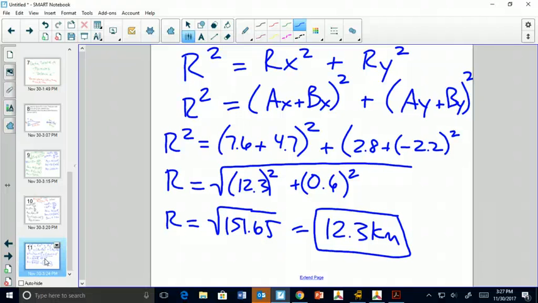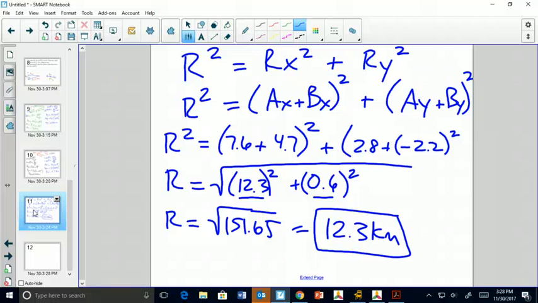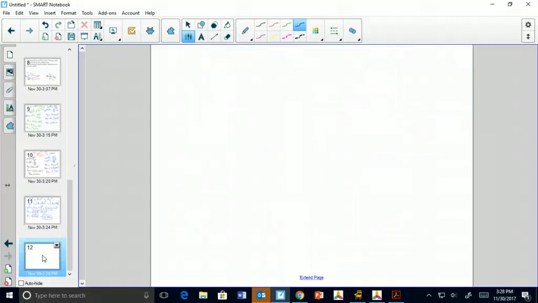But there's still one more piece I need to do. I need to know in what direction is that going. North? Is it south? Is it east? What is its direction? And we can do that by looking at these two resultants, at the Rx and the Ry. You see my Rx is 12.3, my Ry is 0.6. So if I were to draw this triangle, it would be an X that is very long and a Y that is very short, right?